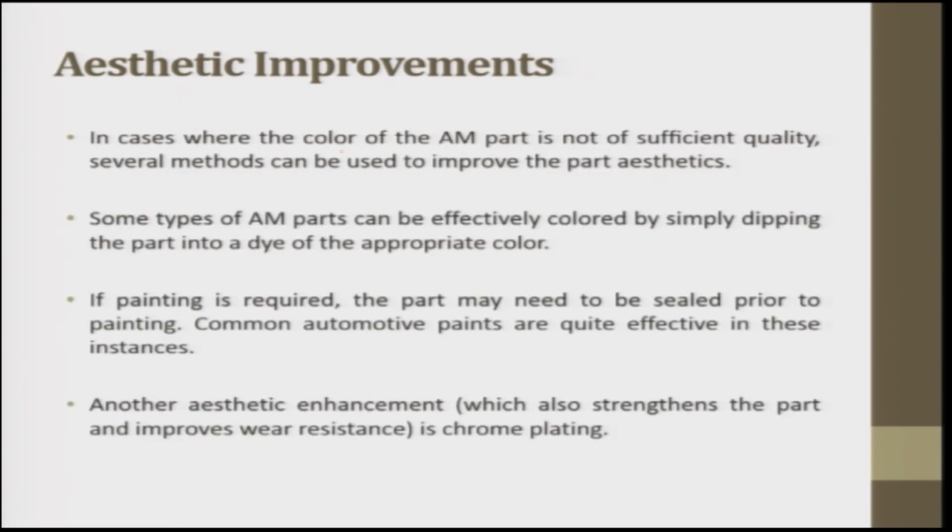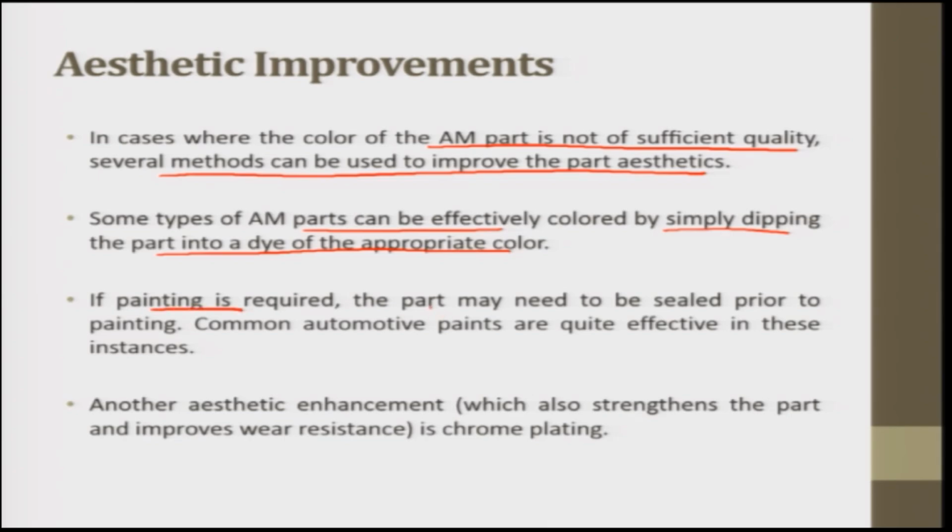In cases where the color of the additive manufacturing part is not of sufficient quality, several methods can be used to improve the part aesthetics. Some types of parts can be effectively colored by simply dipping the part into dye of the appropriate color. This method is particularly effective for parts created from powder beds, as inherent porosity in these parts leads to effective absorption. If painting is required, the part may need to be sealed prior to painting. Common automotive paints are quite effective in these instances.